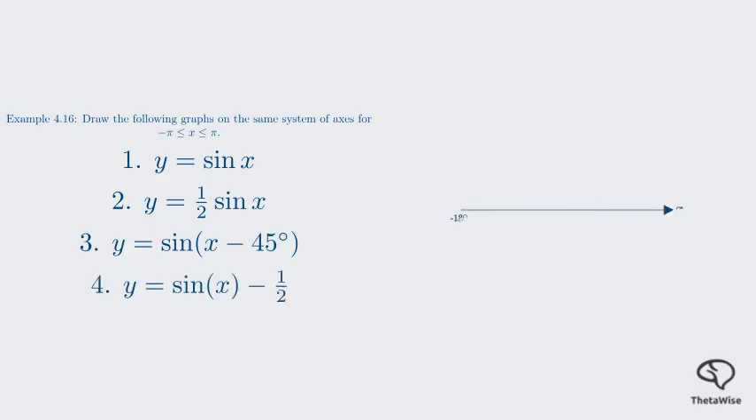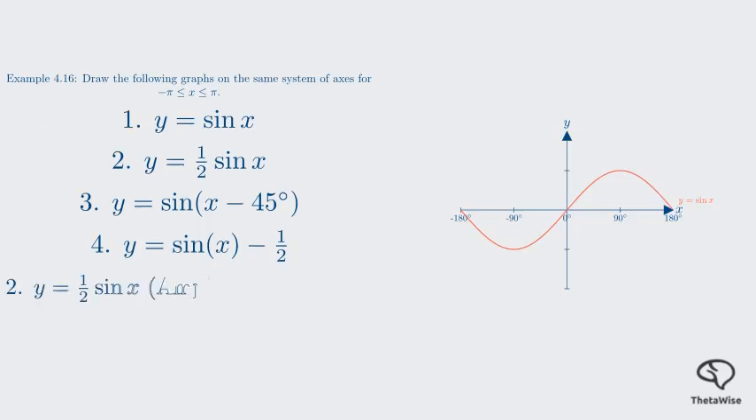First, we draw our axes. The domain from negative pi to pi means from negative 180 degrees to 180 degrees. We start with the first equation, y equals sine x. This is our standard sine graph. Let's draw it in red. Next, the second equation is y equals 1/2 sine x. This is an amplitude change where the amplitude is 1/2 as tall as the red curve.